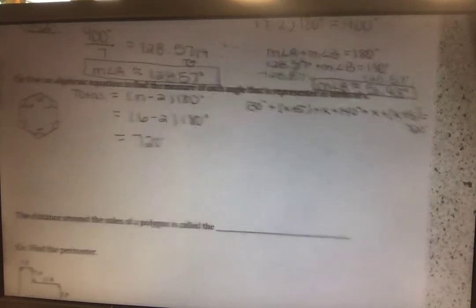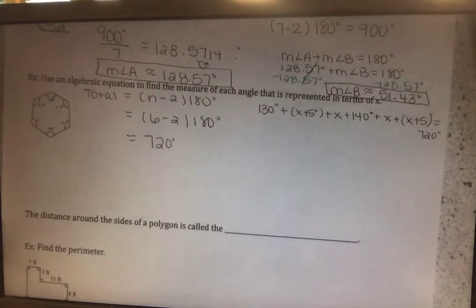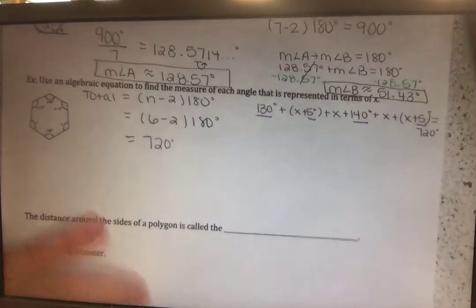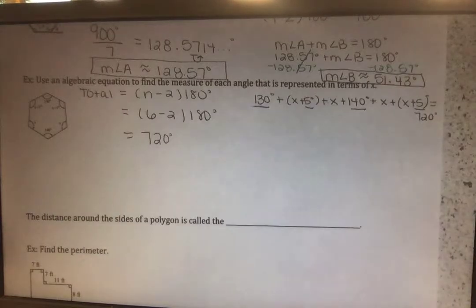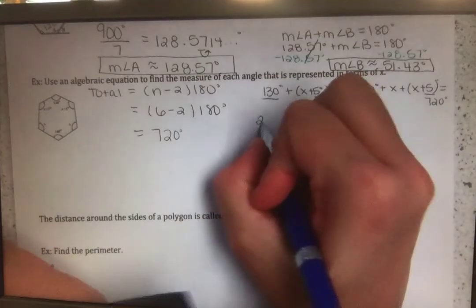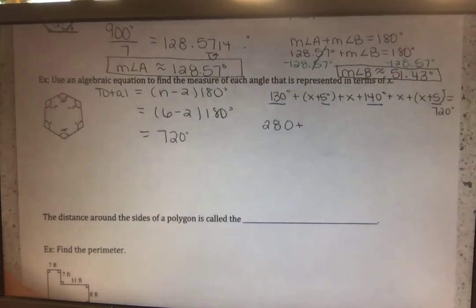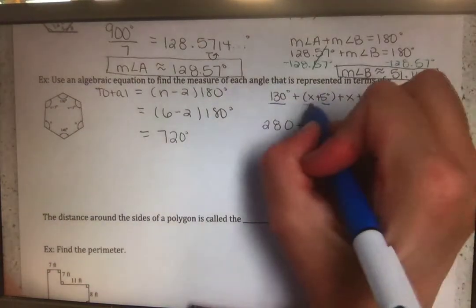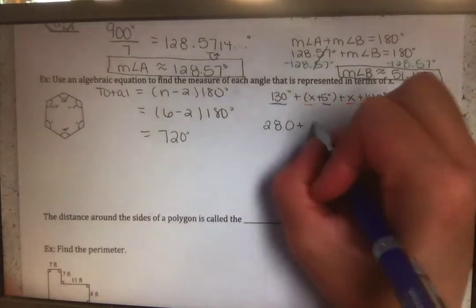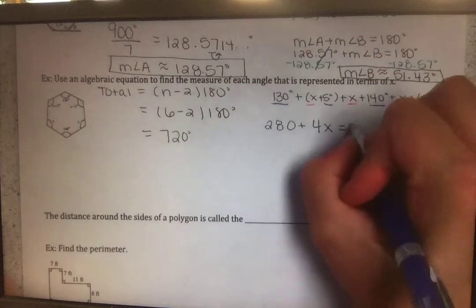So now all I have to do is combine like terms. So we have 130 plus 5 plus 140 plus 5 should give us 270 plus 10 is 280. Yep, 280. Plus, we have 1x plus 1x plus 1x plus 1x. So that will give us 4x's total equals 720.